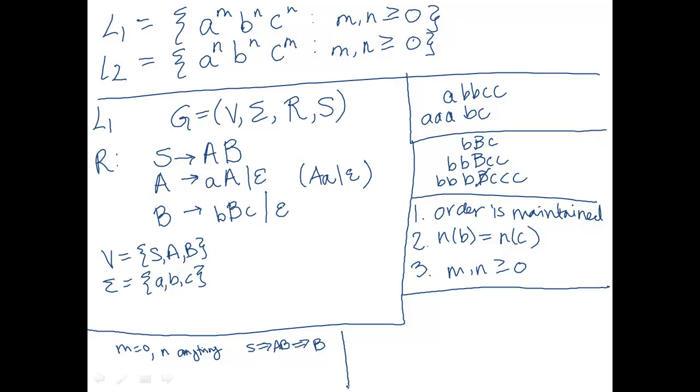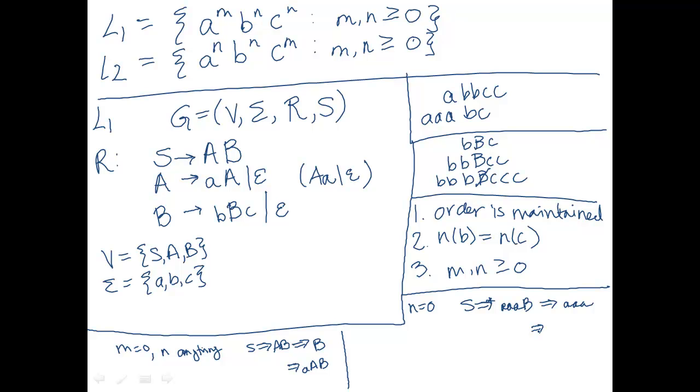If I do S goes to AB, and then instead of replacing A with epsilon, I replace A with little a, big A, I can get one A and then as many A's as I want. And likewise, if N is 0 and M is anything, then when I do some number of steps that gives me 3 A's and then a B, I can always do B goes to epsilon, so that just gives me the string AAA, so here N is 0.